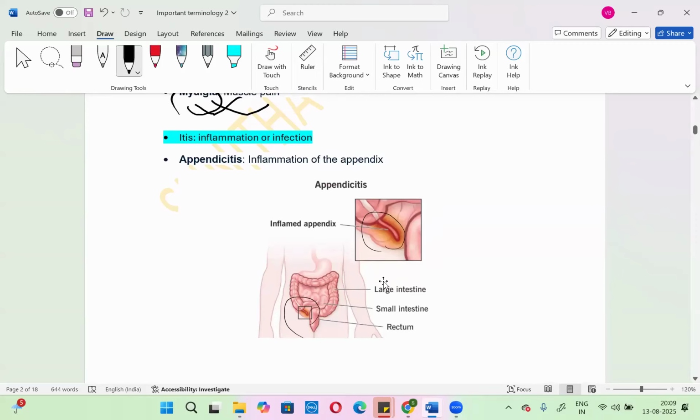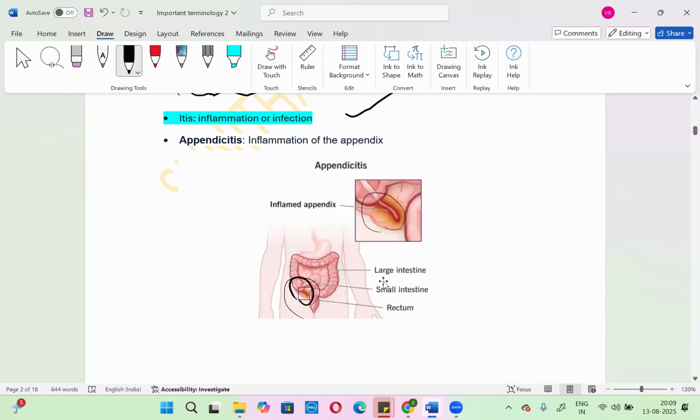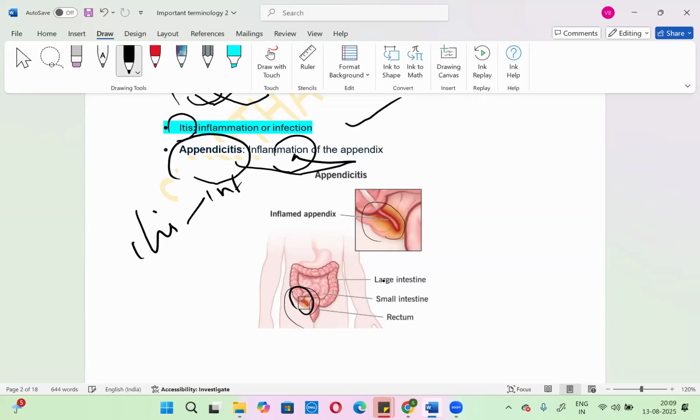Okay, so next is itis. What is itis? Itis is swelling. See, this is the appendix, which we can see in the digestive system, in the lower abdominal location. Sometimes it will get swelling. For that swelling, in medical language we use the word inflammation. So itis is inflammation. Where can we see this terminology? Appendicitis. Itis is inflammation, appendix is the appendix. Where is the inflammation? In the appendix.